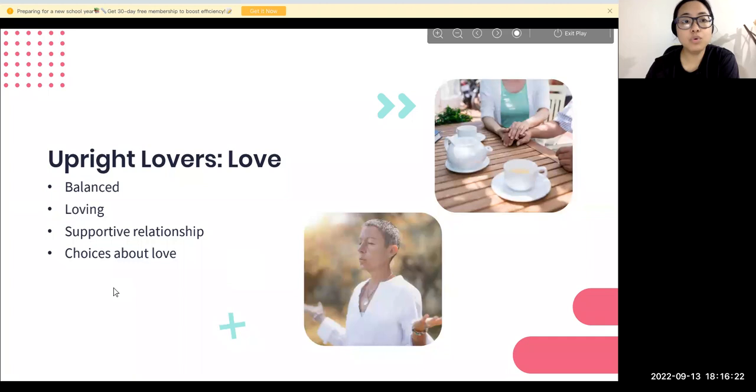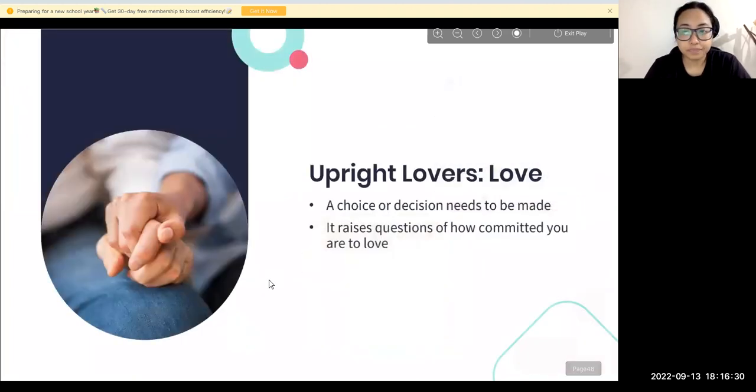So it's up to you what you choose, whether you choose this person to be in your life or you want to wait for someone else to come. Definitely the choice is on you. All right. So when the Lovers card is coming in a love reading, again, a choice or decision needs to be made, right?